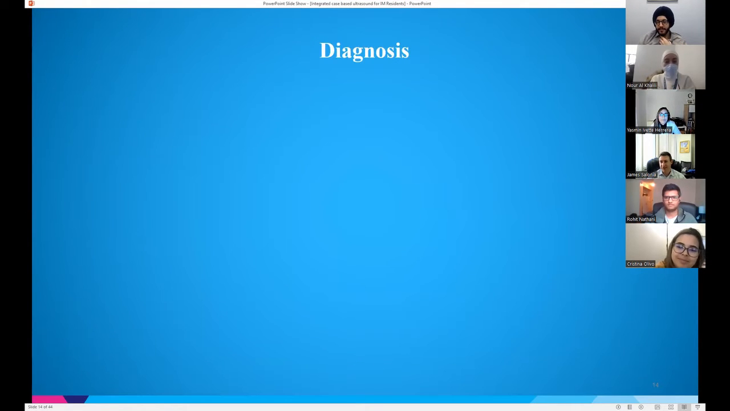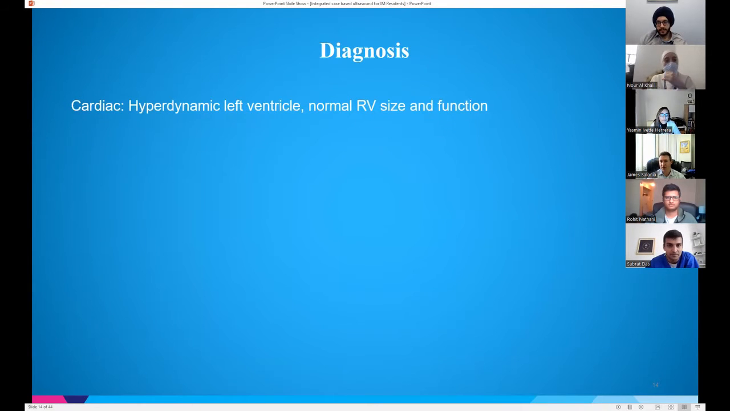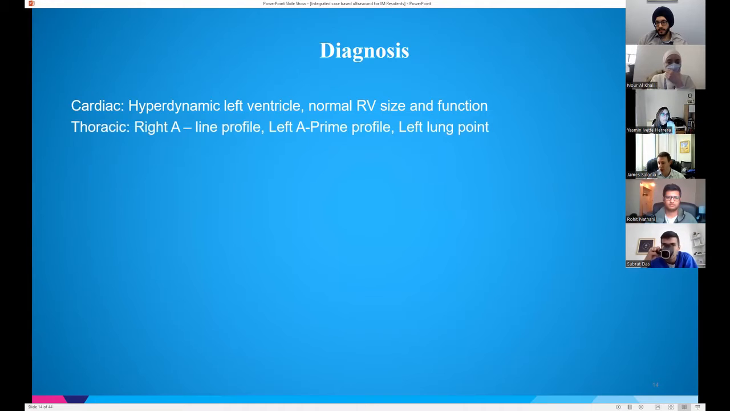Chest tube. Needle decompression. Maybe do a needle decompression if it's very unstable. Okay, good. So we saw a hyperdynamic left ventricle, A line profile on the right, left A prime profile. So just so we're familiar again, you have A lines, you have sliding lung, that's an A profile. A lines and no sliding lung, that's an A prime profile. So this is the terminology you want to be thinking about. And a left lung point.